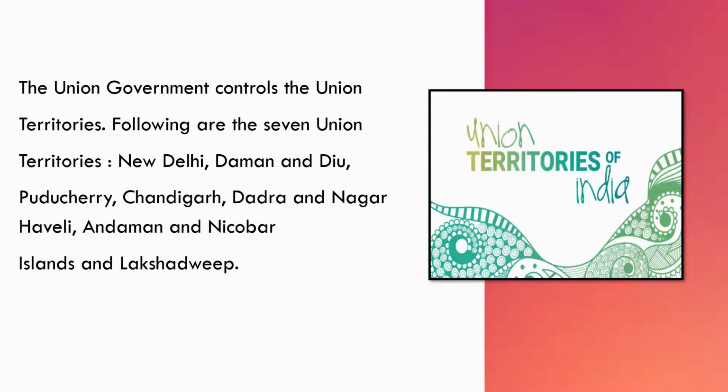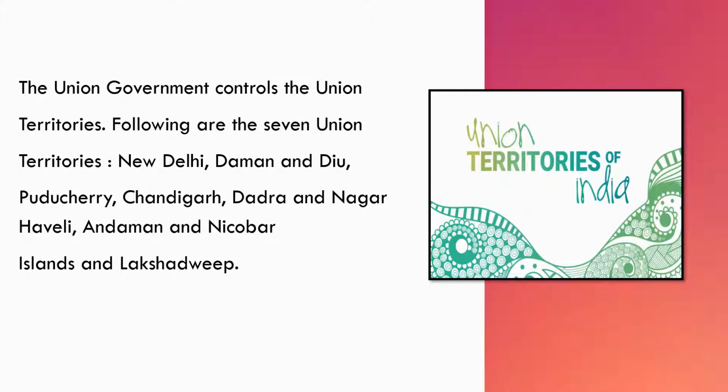Union territories of India. In India, there is a union government, 29 state governments and 7 union territories. The union government controls the union territories. Following are the 7 union territories: New Delhi, Daman and Diu, Puducherry, Chandigarh, Dadra and Nagar Haveli, Andaman and Nicobar Islands, and Lakshadweep.